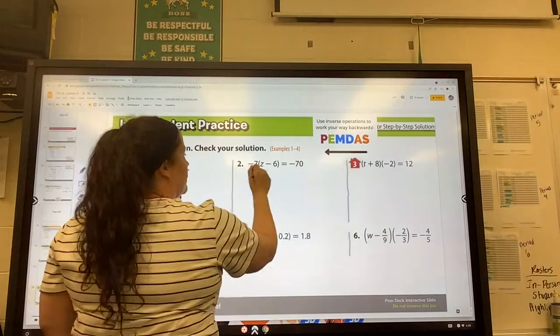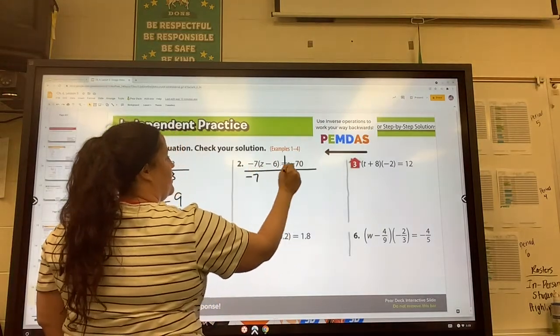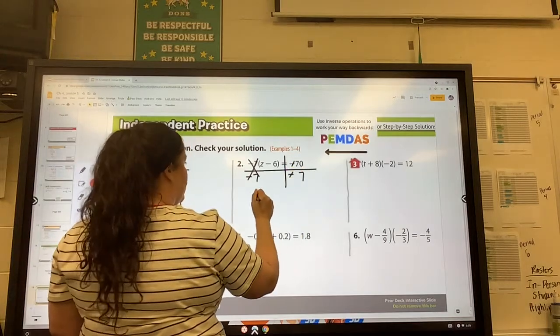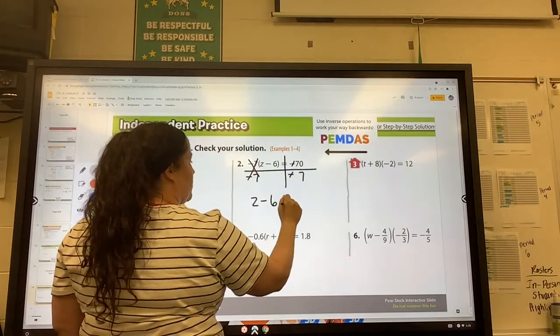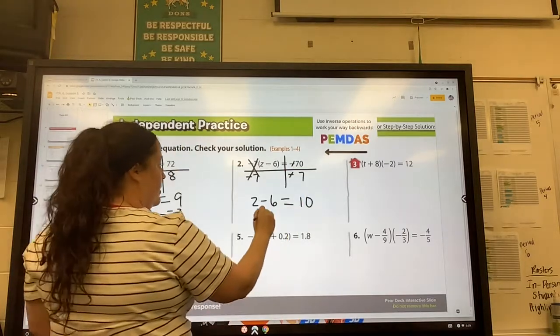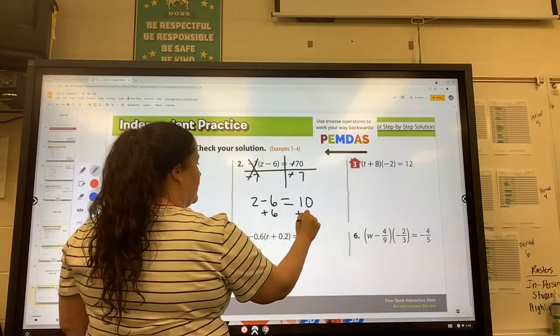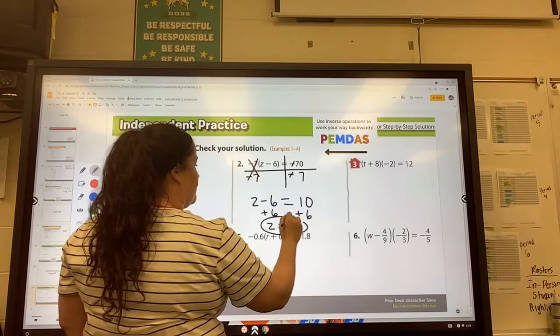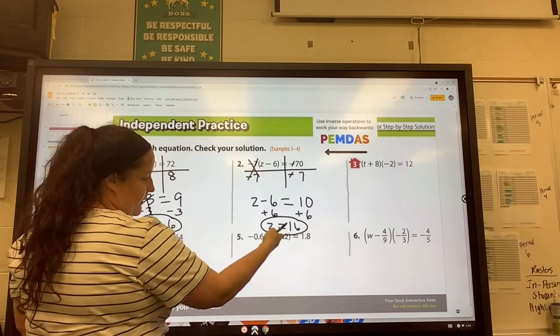We'll keep going. Divide both sides by -7. Those cancel. The negatives cancel. Z minus 6 equals 70 divided by 7 is 10, because the negatives canceled. Plus 6 on both sides. Z equals 16. Great, now I can't read the other problem.